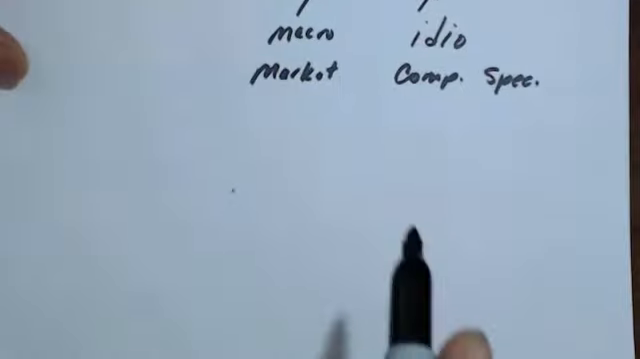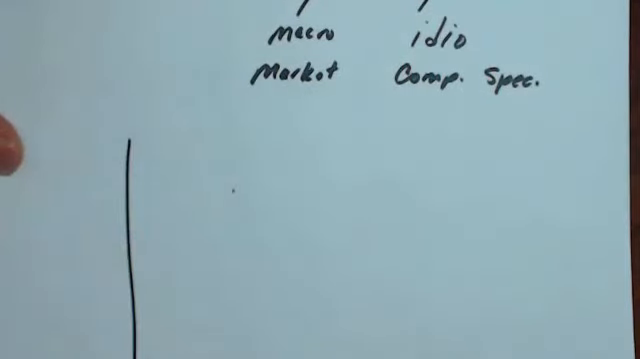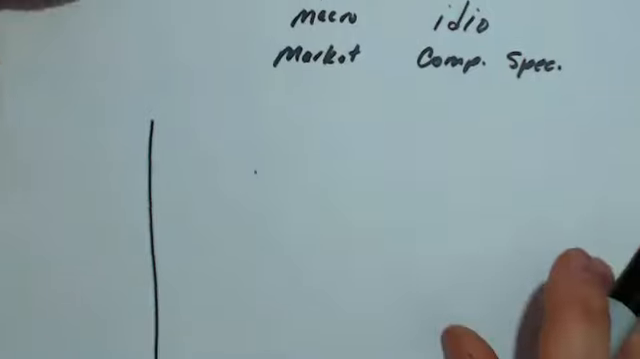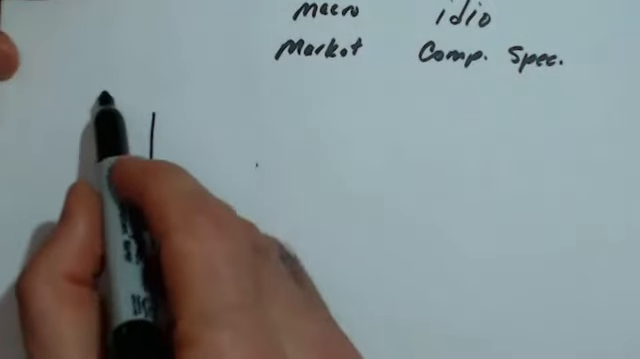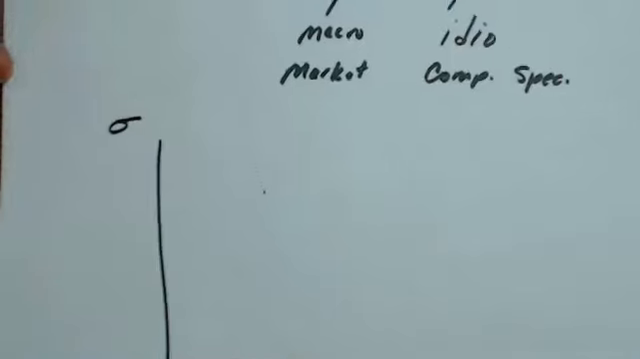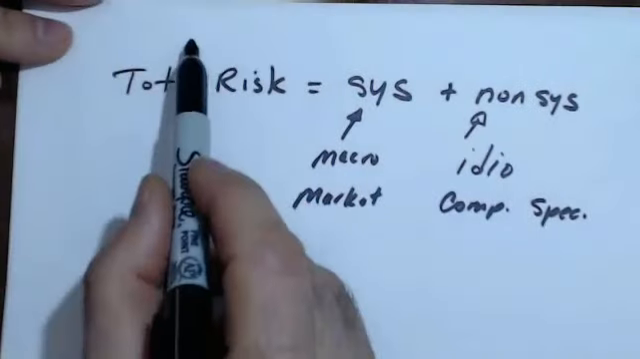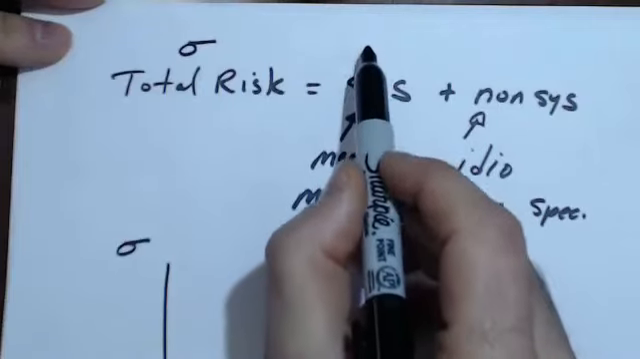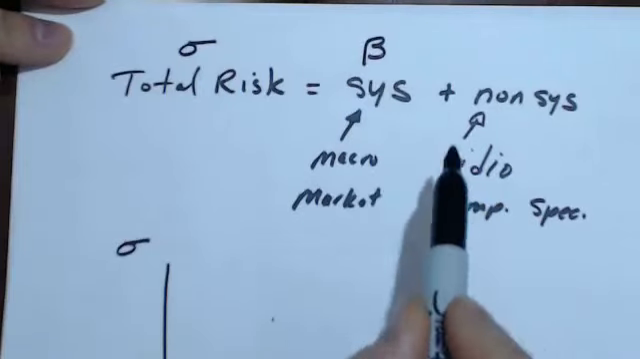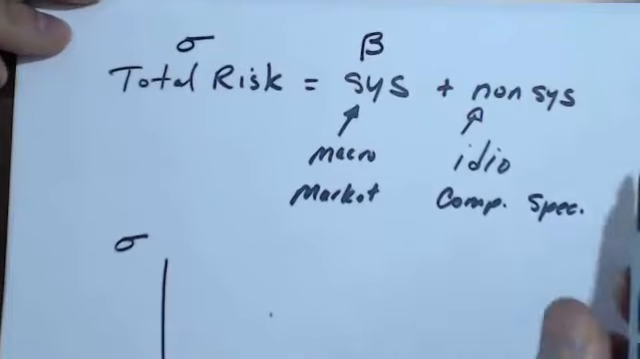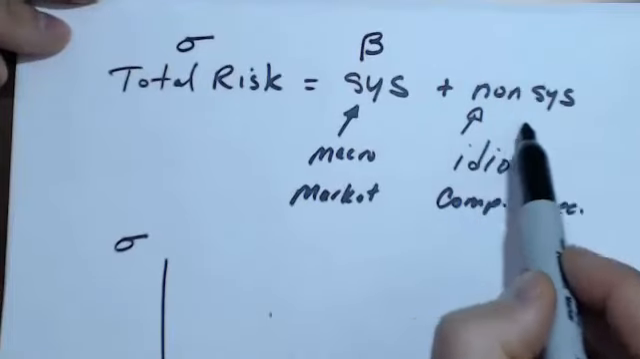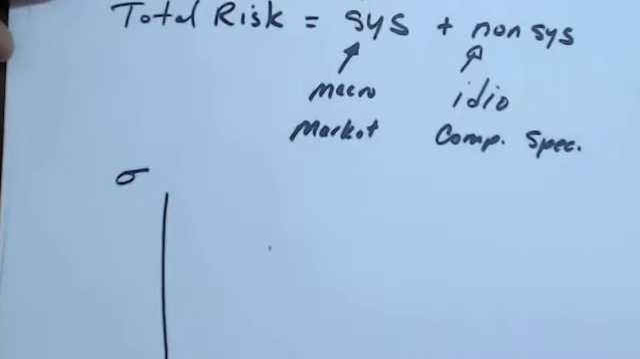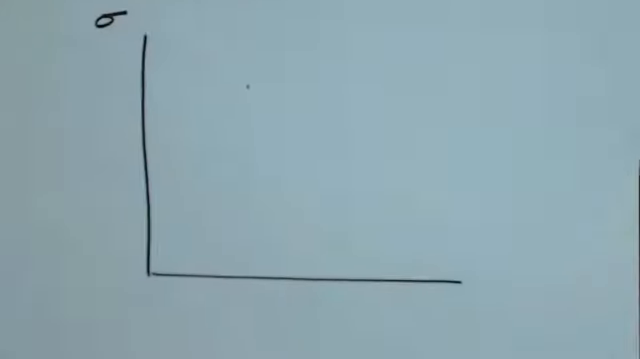So let me show you graphically what I mean, and why we're decomposing things into these components. So here I'm going to have total risk, and sigma measures total risk. So this guy right here is measured by total risk. Your systemic risk is measured using a variable called beta, which I'm going to talk about in a second. And then what's left over is non-systemic risk. So let me show you graphically.